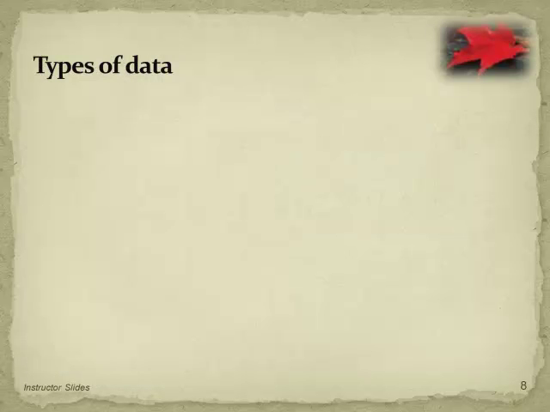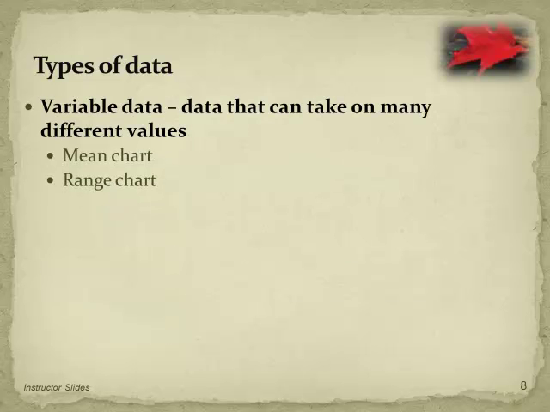Now, when we decide what data we're going to collect, there are 2 types of data, and for each type of data, there is a specific type of control chart that is used. The first type of data is referred to as variable data. The definition of variable data is data that can take on many different values. The example that I've been using regarding blood pressure is an example of variable data. Your blood pressure could take on any number of different values.